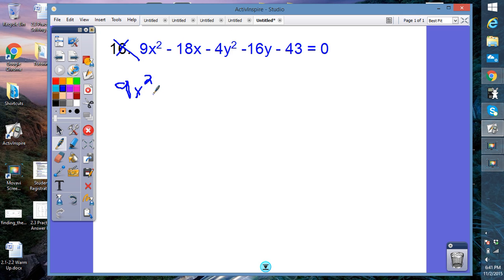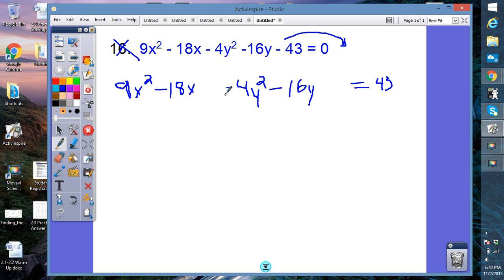9x squared minus 18x. We're completing the square, so we're going to leave that space we talked about. Now we have a negative 4y to the second power minus, whoosh, that's really bad. Let's do minus 16y. Now remember, when we're doing complete the square, we're going to push the constant to the other side. So if we add 43 to both sides, you're going to get a positive 43 over here.